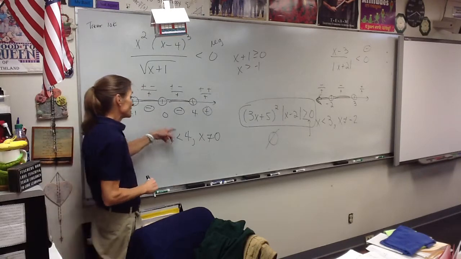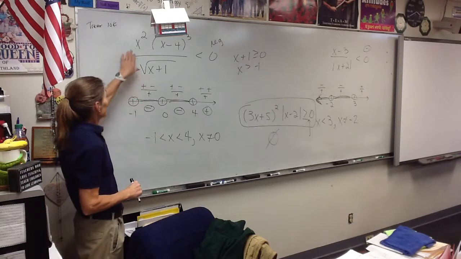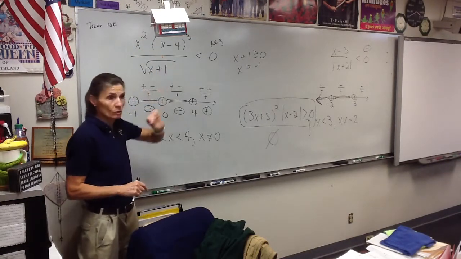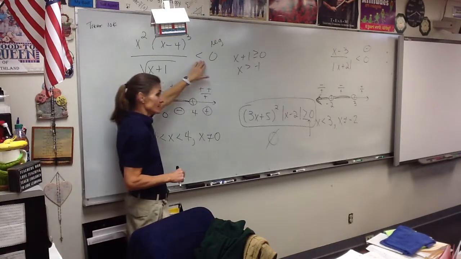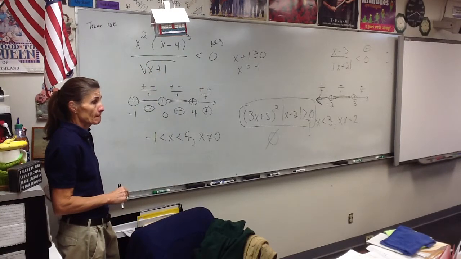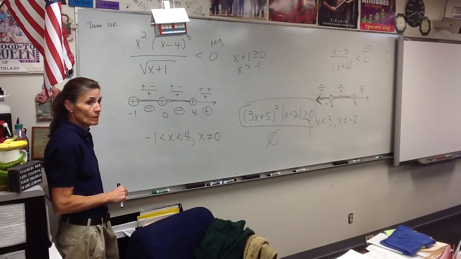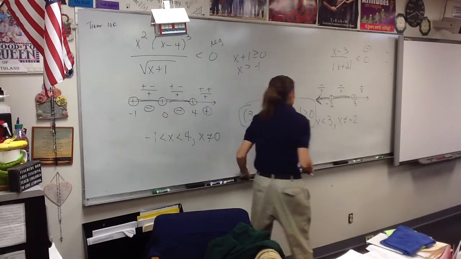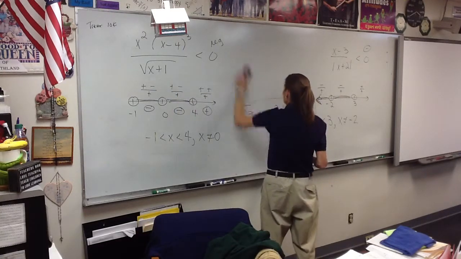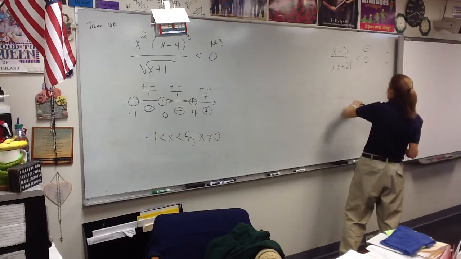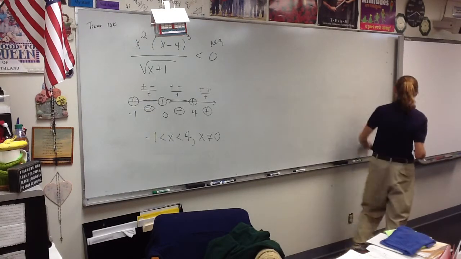And why did I take 0 out? Because when I put 0 in, this fraction would equal 0. Not be less than 0, it would equal 0. Okay? All right, so you're going to practice some of those. All right, let's take a look at our quiz question then and see how you did.